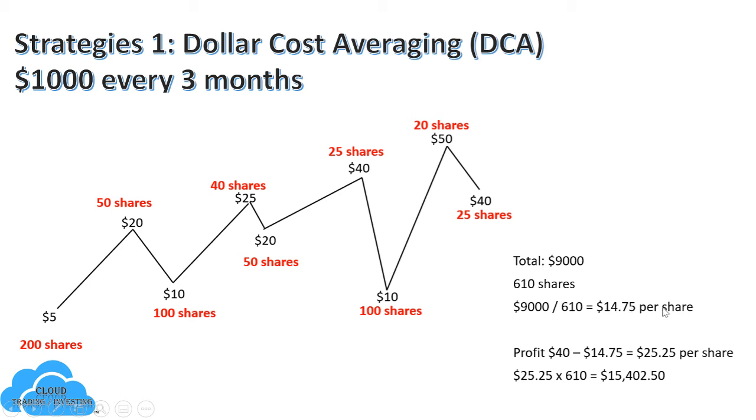So what is the profit? Let's say the current price is $40. So $40 minus your $14.75 per share, your profit is about $25.25 per share. Times 610, you have about $15,400 profit by just doing dollar cost averaging.